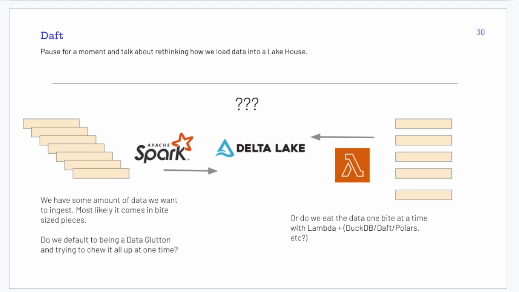But we could also rethink it and say, hey, can we just eat these files one byte at a time? As the file hits an S3 bucket, can we just kick off Lambda and read it with Polars, Spark, or Polars, DuckDB, or Daft, or something else? Just read it in and shove it into a lakehouse table in a bronze layer or raw staging table. Of course we can. We just saw that you can do it easily.